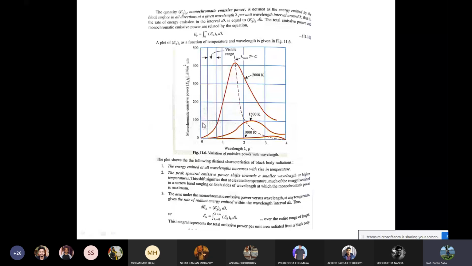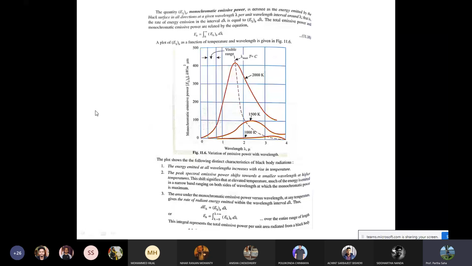It is actually showing that as the temperature increases, the lambda moves towards the left side, right? It has been given here: the peak spectral emissive power shifts toward a smaller wavelength at higher temperature. That is what is happening here. Anyway, I think you can read and then understand this.